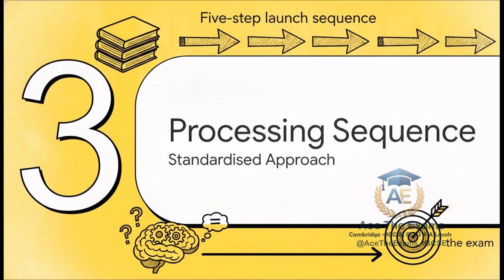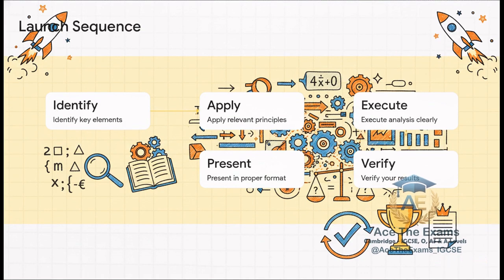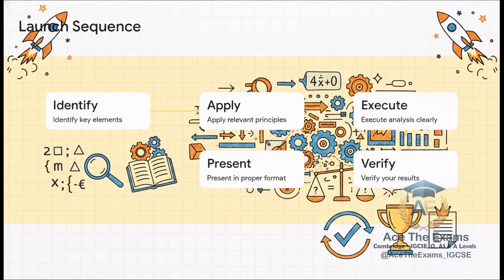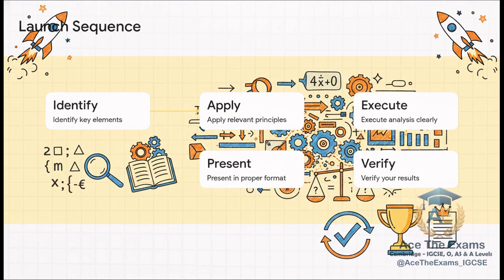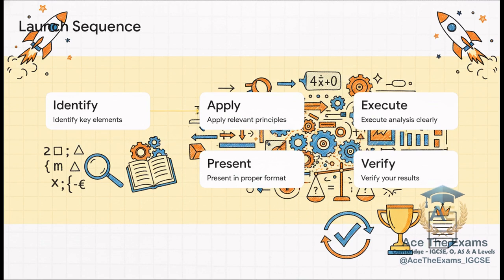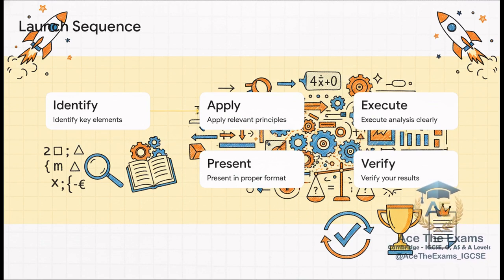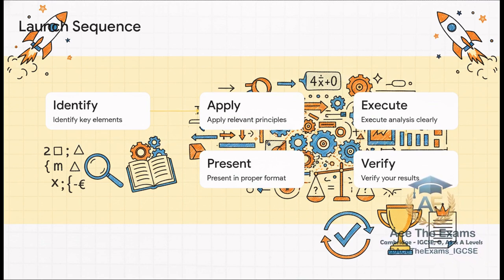All right, phase 3, the standardized processing sequence. Listen closely because you shouldn't be making up a brand new way to solve a remainder theorem question every single time you sit down at a desk. That is a recipe for disaster. You need a reliable, highly engineered 5-step launch sequence that you can deploy on autopilot. Here is the exact framework you need to internalize.